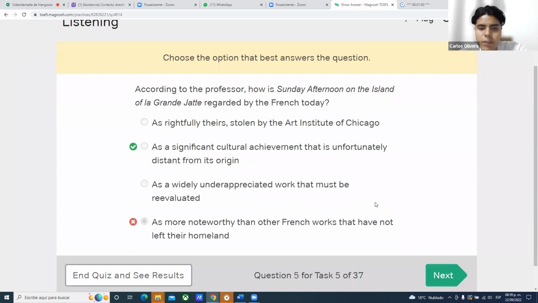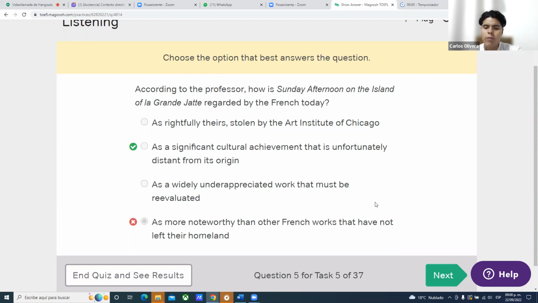According to the professor, how is Sunday Afternoon on the Island of La Grande Jatte regarded by the French state: as a significant cultural achievement that is unfortunately distant from its origin? I think this is very clear when he says that the French believe this is the greatest French history out of France, right? And this means, of course, a significant cultural achievement that is unfortunately distant from its origin.